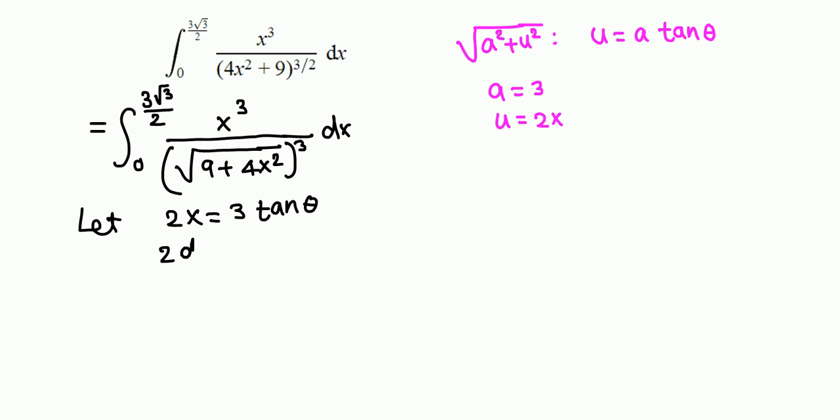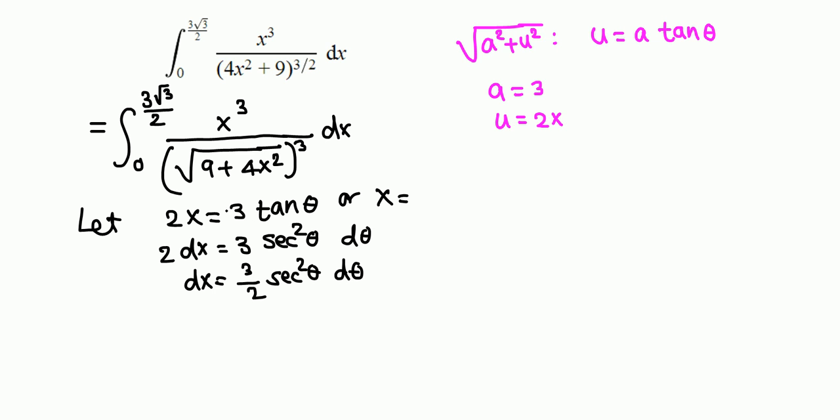So 2 dx over d theta, and I want to write it in differential form. So 3 times the derivative of tangent, which is secant squared theta. Okay, so dx is in fact divided by 2, 3 halves secant squared theta d theta. Since 2x equals 3 tangent theta, our x is in fact divided by 2, so 3 halves tangent theta, and these limits of integration are for x.